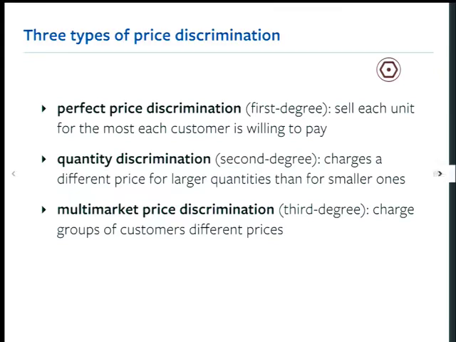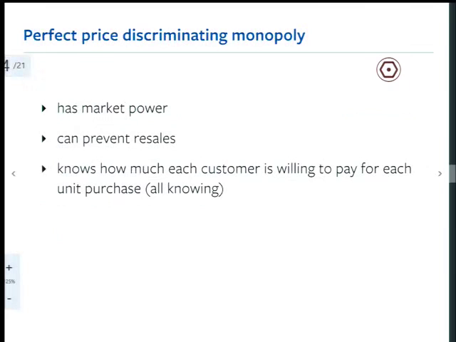All right, let's hit it. Here we go. So let's think of a monopolist, right? A monopolist that has market power, meaning that monopolist can actually set price where he or she wants to. So it's an unregulated monopoly. And that monopolist can prevent resales, okay? So that monopolist can somehow prevent people who are getting a lower price or buying goods for a lower price from reselling them to others.